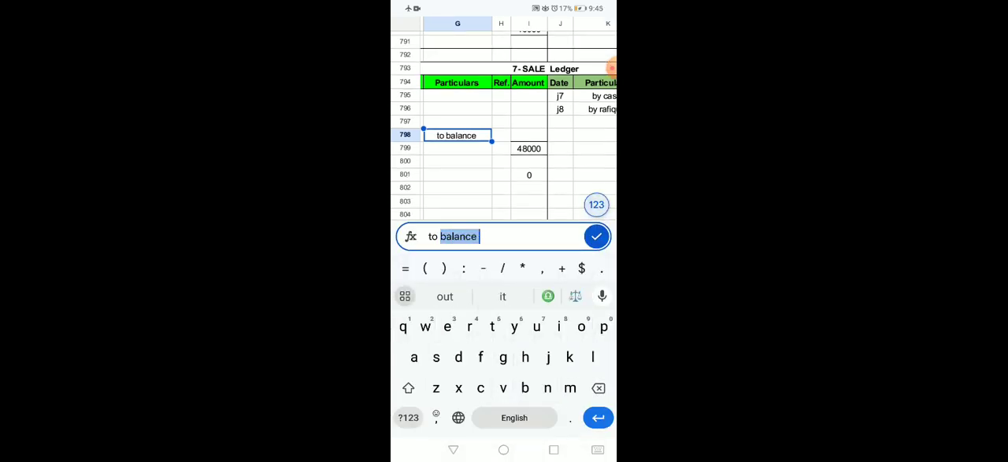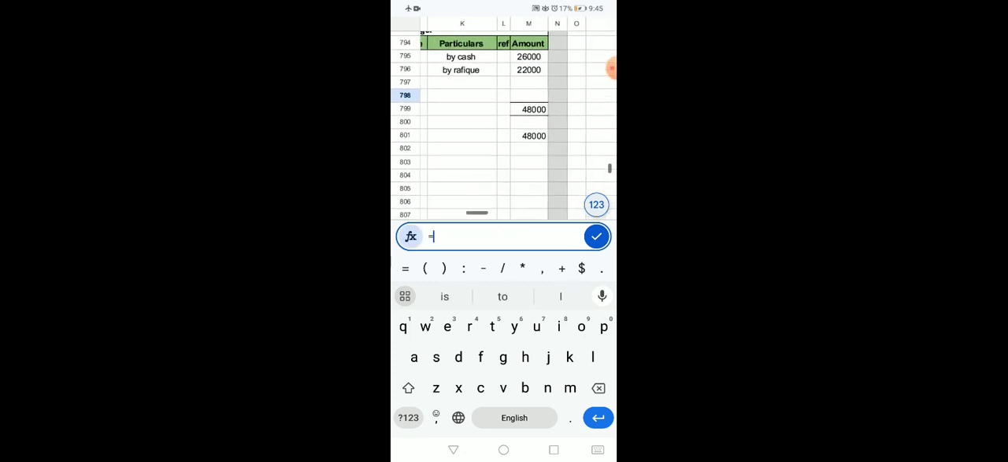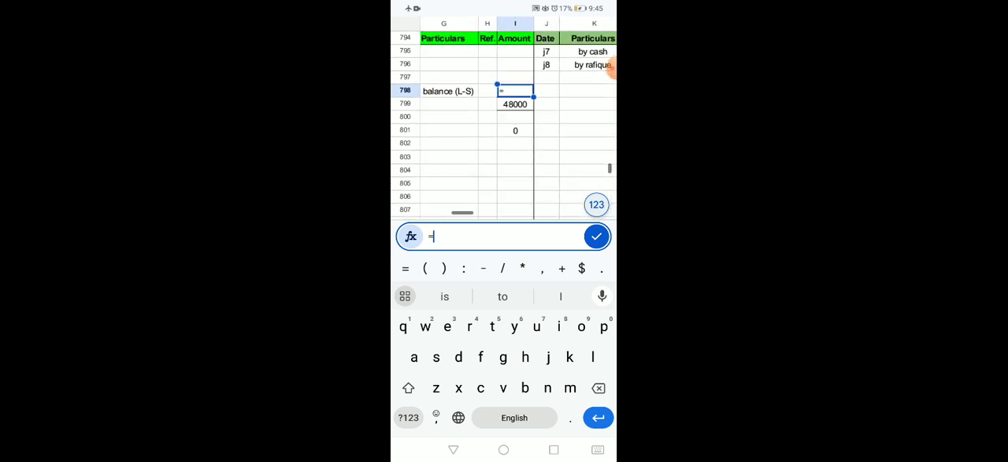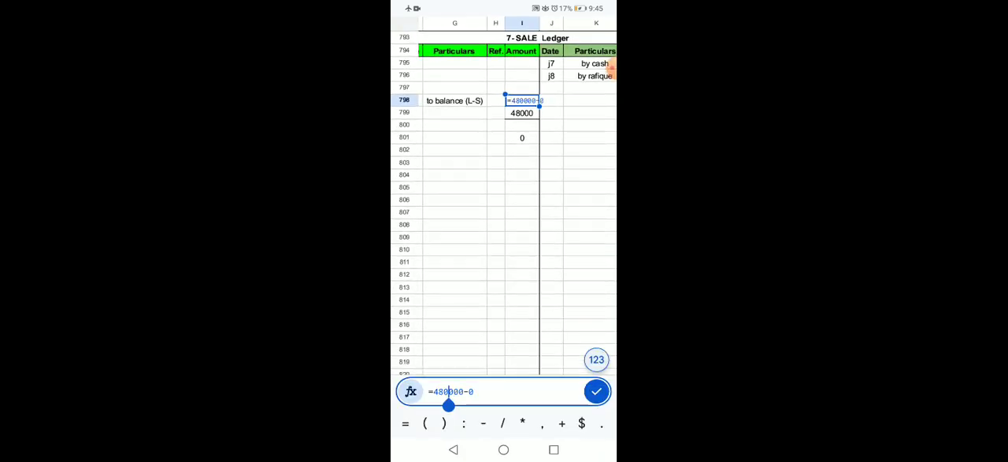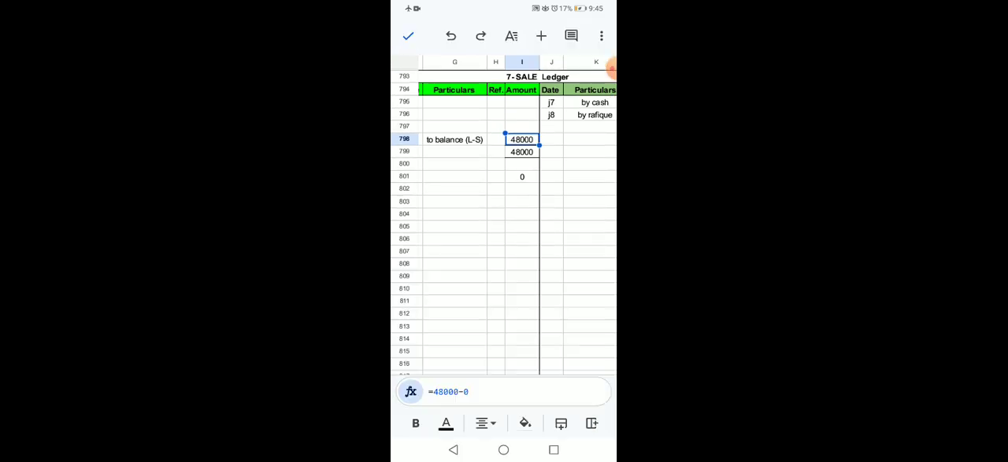But which balance is it? Initial balance. How would you calculate initial balance? By subtracting smaller total from the larger total, means larger total minus smaller total. Now calculate what was the larger total. You can see that credit side was 48,000, debit side was 0. So larger total 48,000 and smaller total was 0. Here you have calculated the balance.